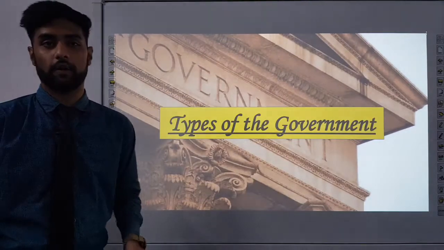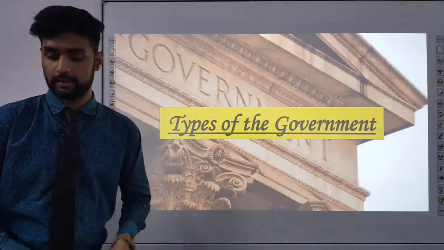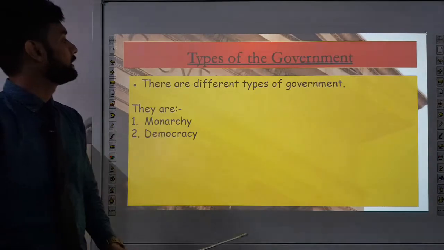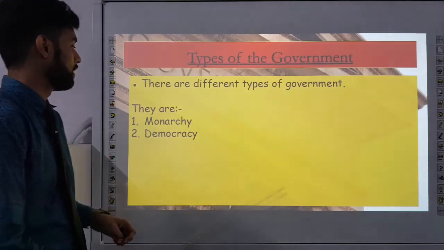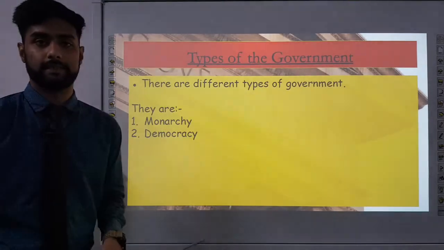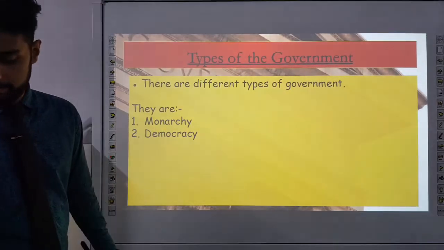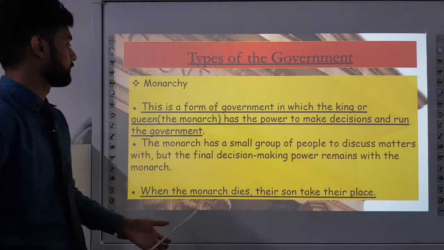Now, types of the government. Government भी अलग-अलग types की होती हैं. Let us learn about them. See, there are different types of government, but in this chapter we'll be learning only about two of them, which is monarchy and democracy, okay? Let us discuss monarchy first.